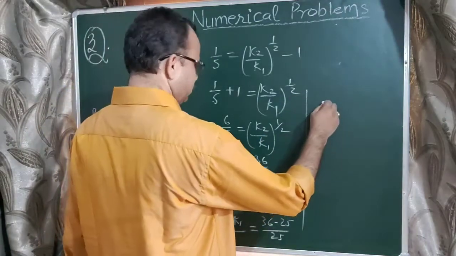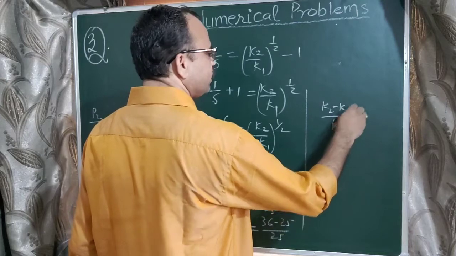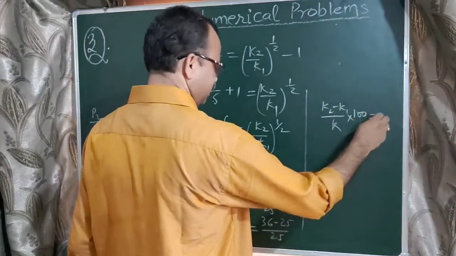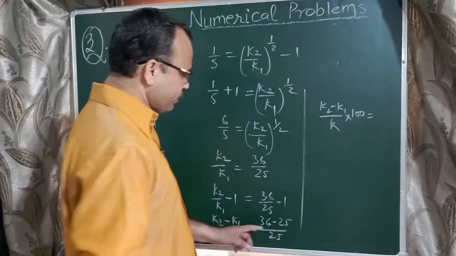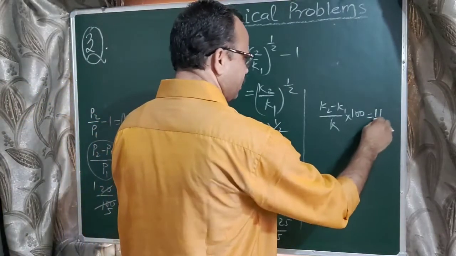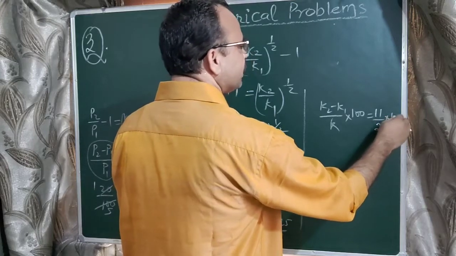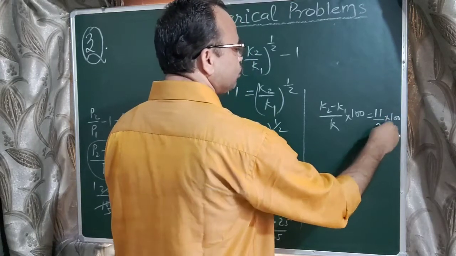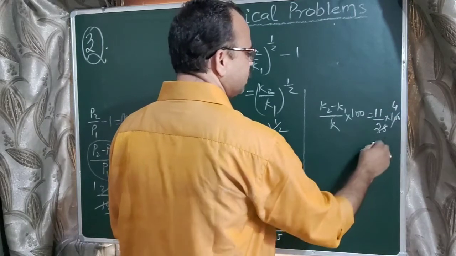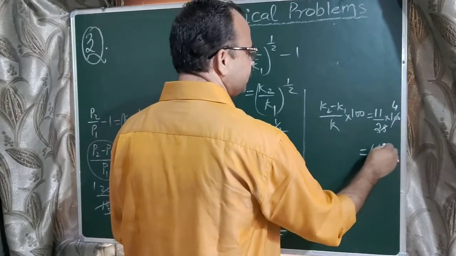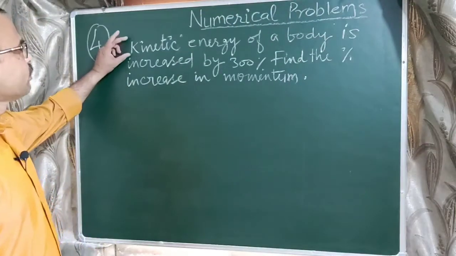Then K2 minus K1 upon K1 into 100, meaning the percentage change in kinetic energy, is equal to 36 minus 25, meaning 11 upon 25 into 100. 25 fours are 100, 11 fours are 44, so the change in kinetic energy will be 44%.